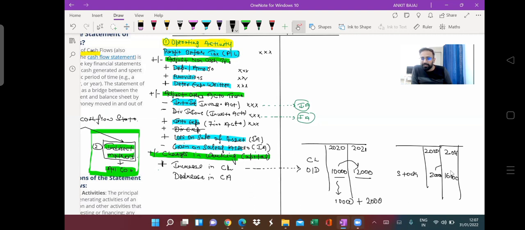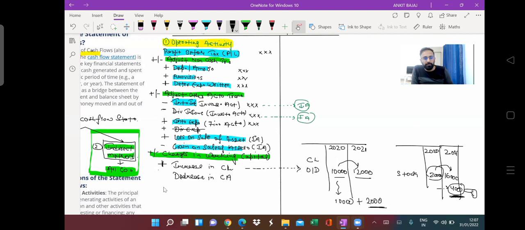What does it show? That the company was holding a stock of 20,000 rupees, and now in this year, what has the company done? The company has sold stock of rupees 4,000 to the customers. And if the company is selling stock to the customers, then it means that the company has received cash, right? So that is the reason whenever current assets reduce, we add that amount in the cash flow statement. So this 4,000 will be added, this 2,000 will be added.